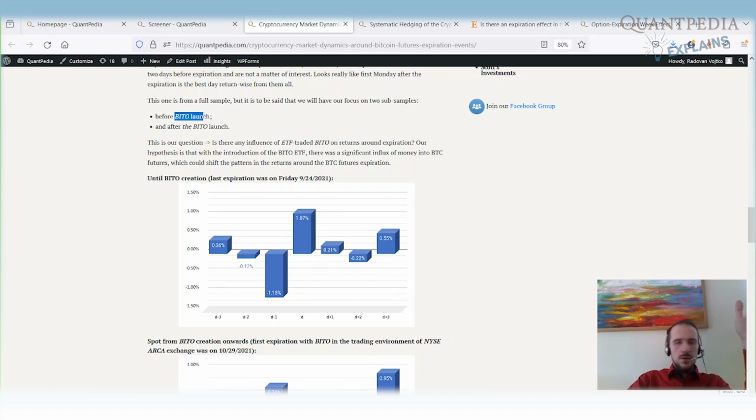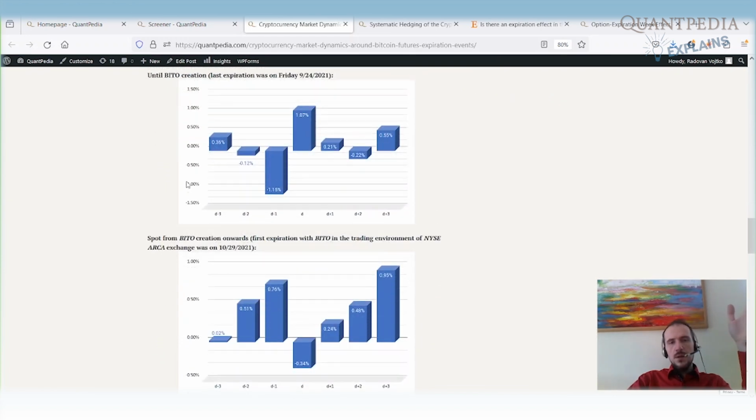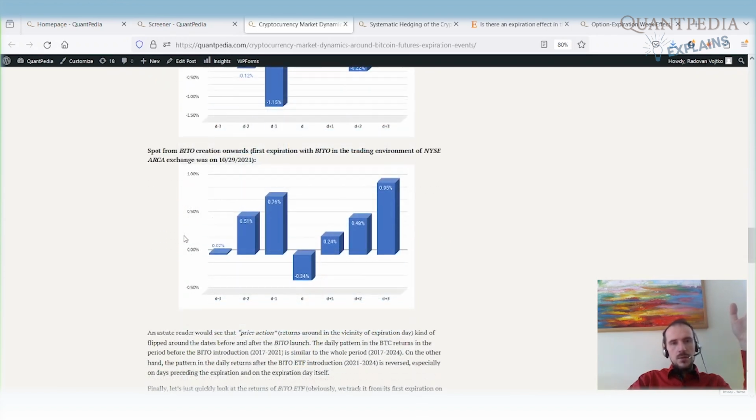the BITO ETF. What we can see is that there is a significant difference, because until the BITO creation, the last expiration was on Friday in September 2021. We have the pattern the same as during the whole sample. So the expiration day is significantly positive, the day before the expiration is significantly negative, and the Monday is significantly positive. But after the spot BITO ETF is created, so in 2021, the pattern flipped.